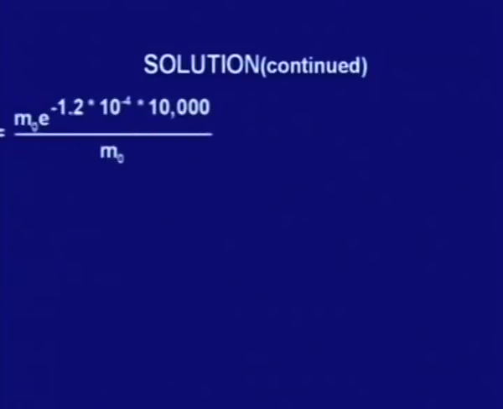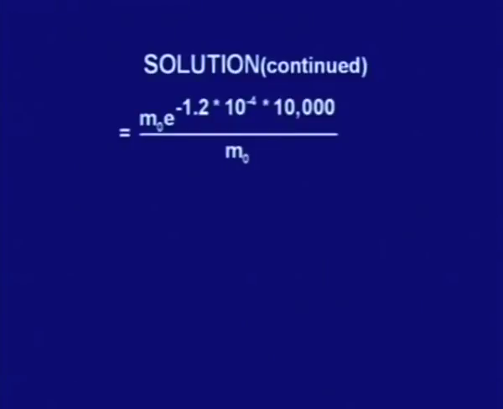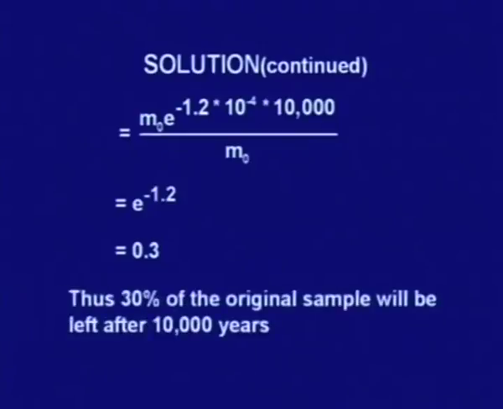So, now use this information in our solution. M at 10,000 will be m naught times e to the power minus 1.2 into 10 to the power minus 4, and in the place of t I use 10,000, which gives e to the power minus 1.2. Now, we can calculate this value, which comes to approximately 0.3. What does it say? After 10,000 years, 30% of the original sample of the carbon 14 isotope will be left.